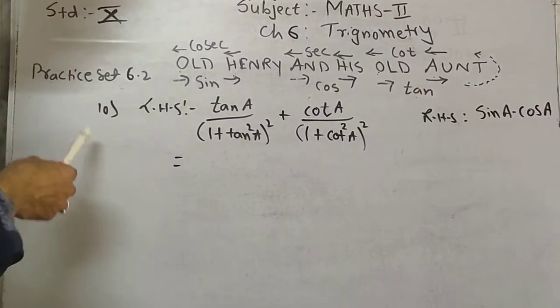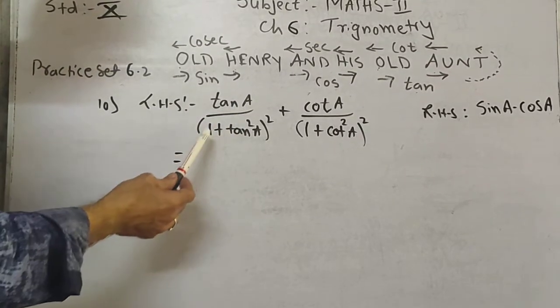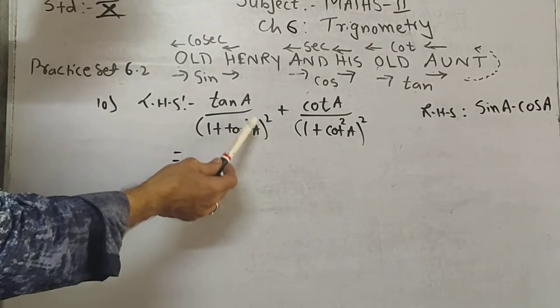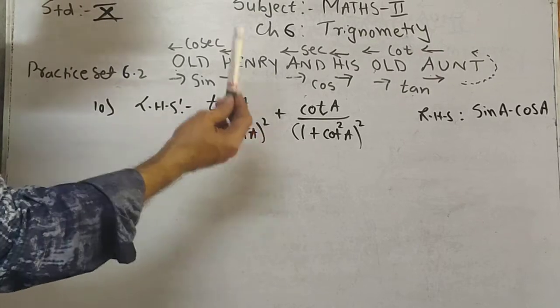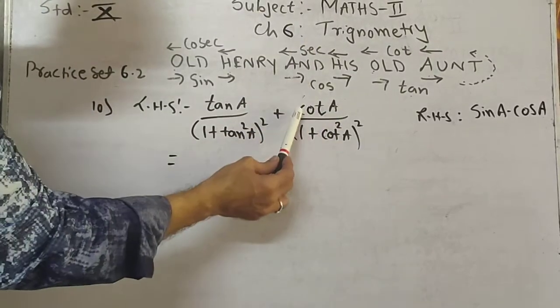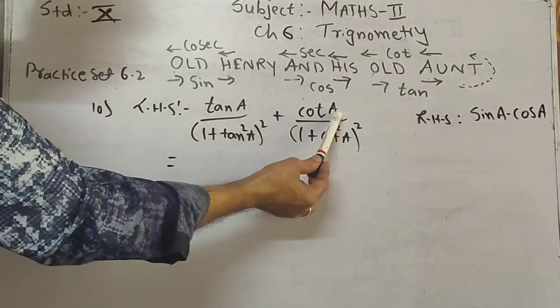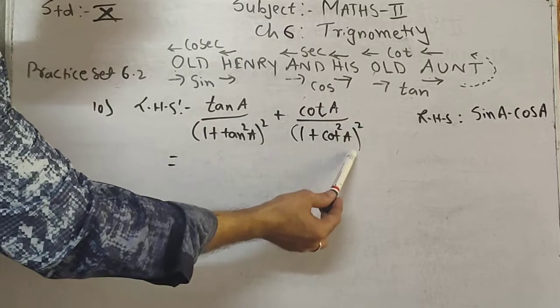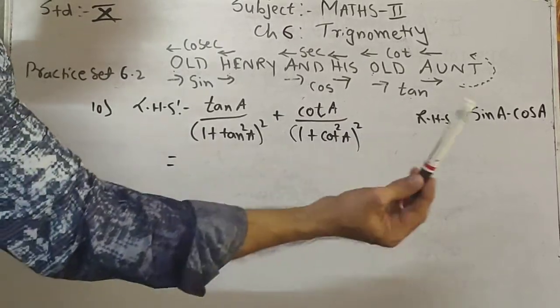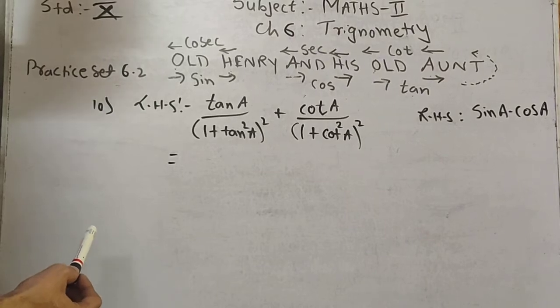Okay, now come to sum number 10. Left hand side is tan a upon (1 plus tan square a) the whole square plus cot a. It is not cos a, it is cot a. Please do the change in the textbook. Cot a upon (1 plus cot square a) the whole square. And your right hand side is sin a into cos a.